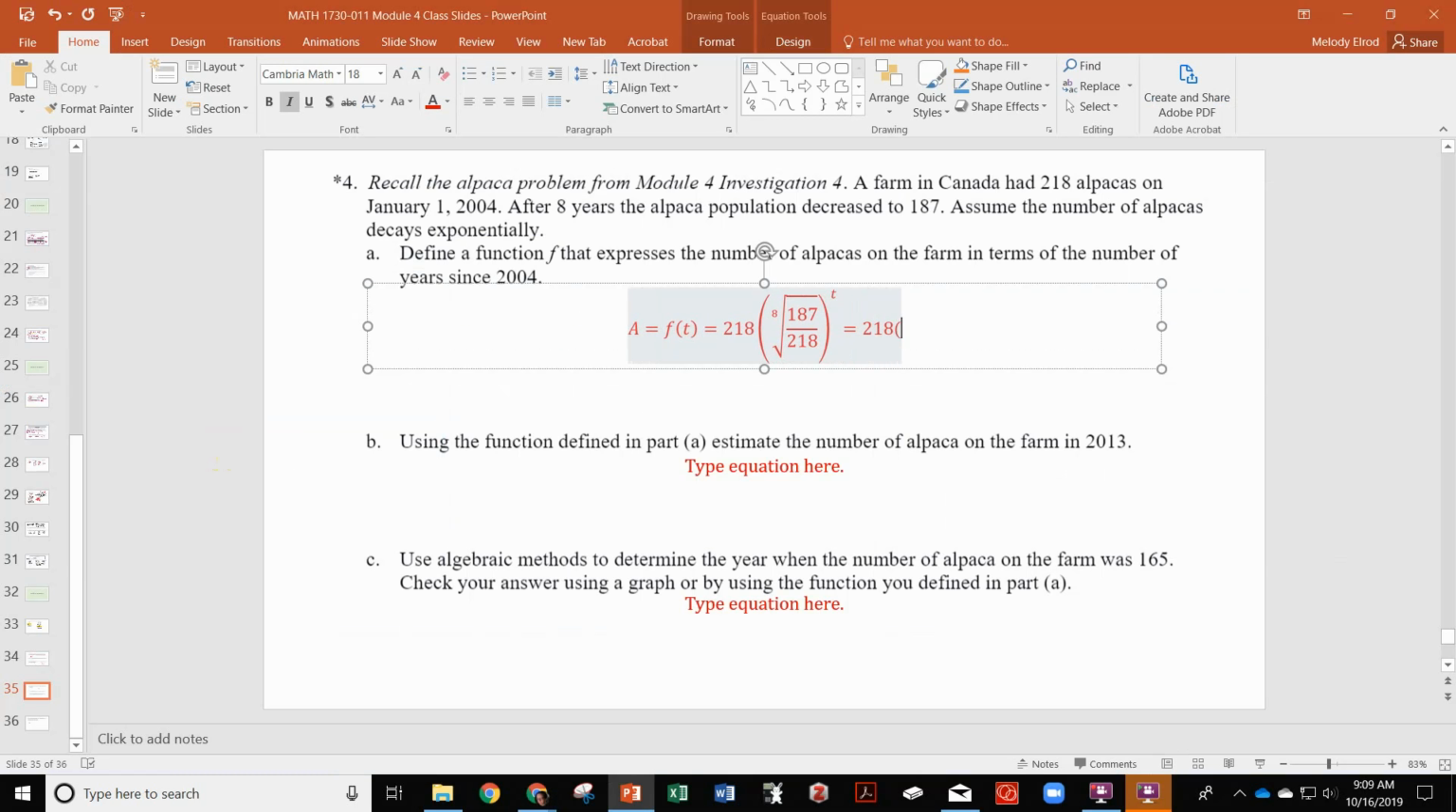218 times 0.9810 raised to the t power. That would be perfectly fine. So you don't have to worry about that precision too much. So this would take care of part A.